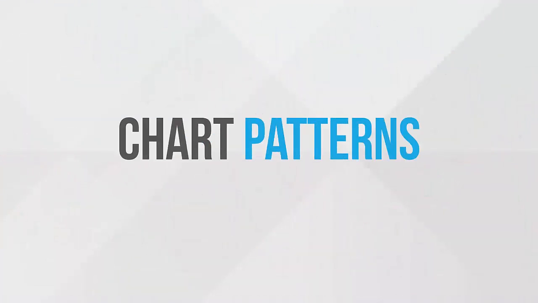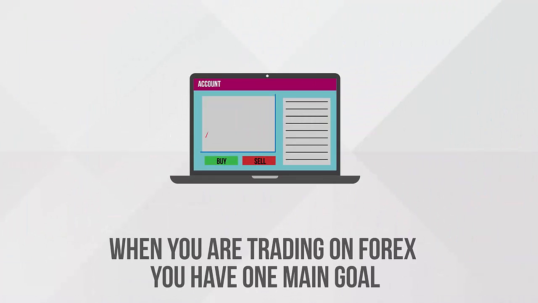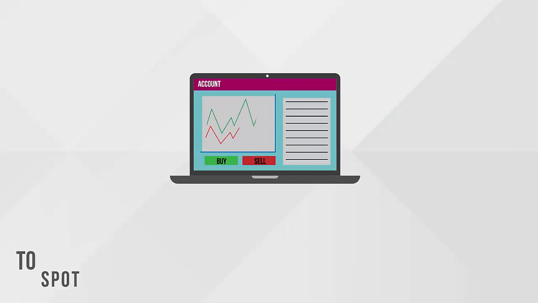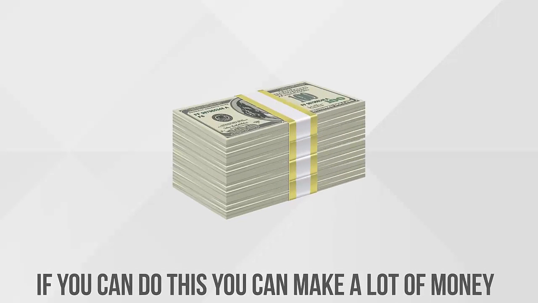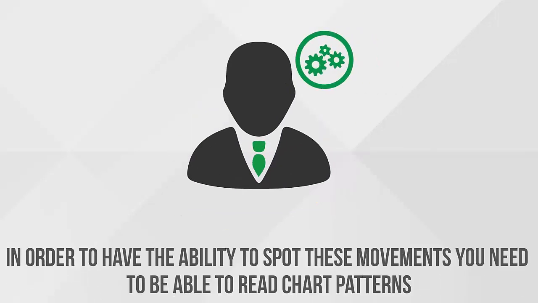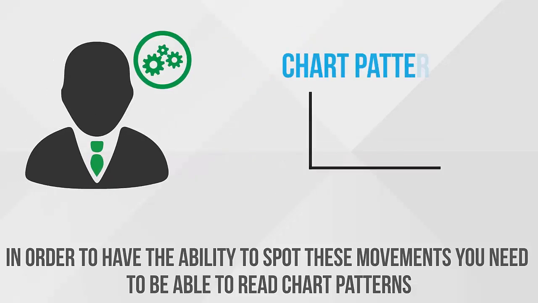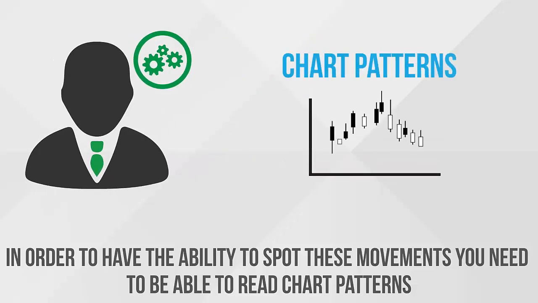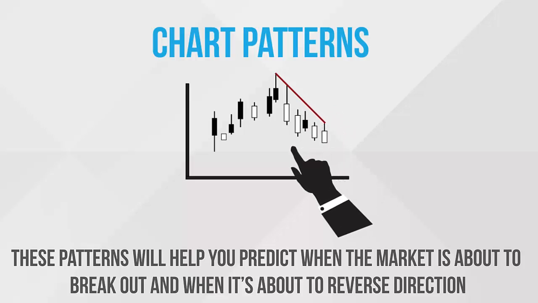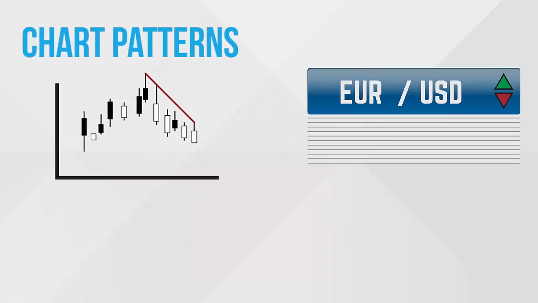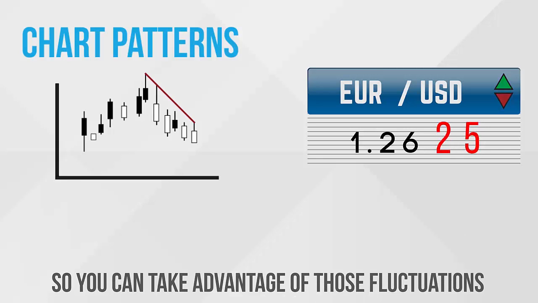Chart patterns. When you are trading on Forex, you have one main goal: to spot major fluctuations in currency exchange rates before they occur. If you can do this, you can make a lot of money. In order to have the ability to spot these movements, you need to be able to read chart patterns. These patterns will help you predict when the market is about to break out and when it's about to reverse direction, so you can take advantage of those fluctuations.